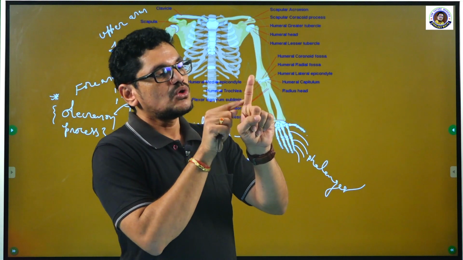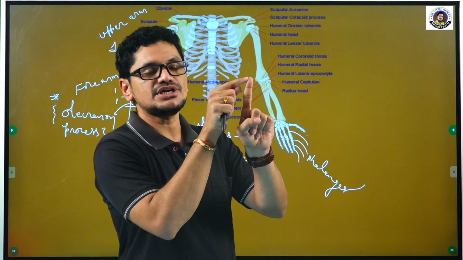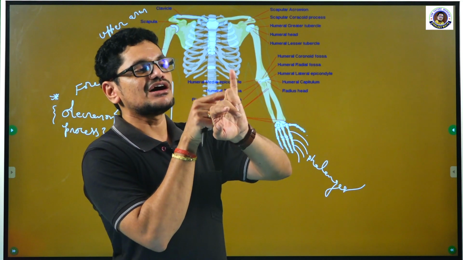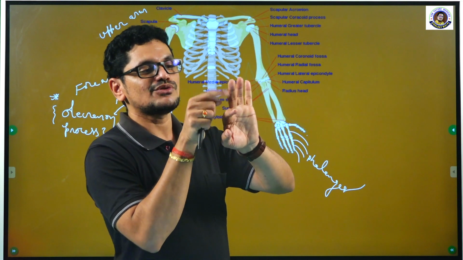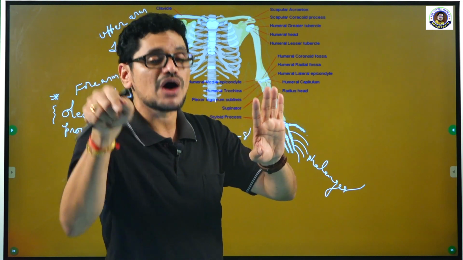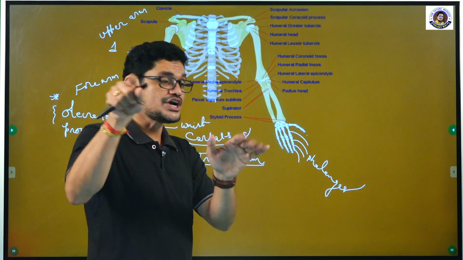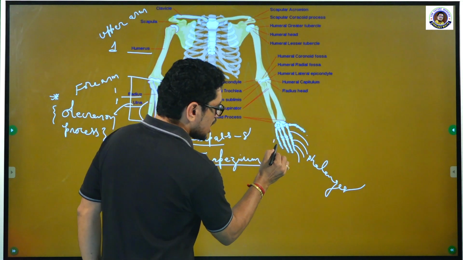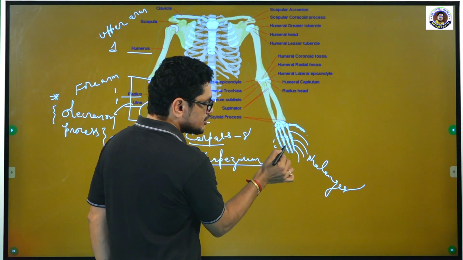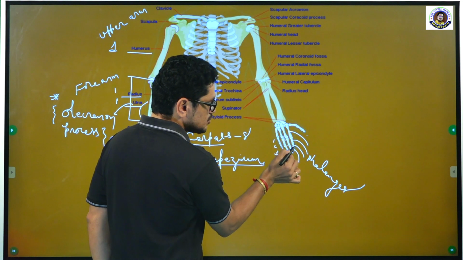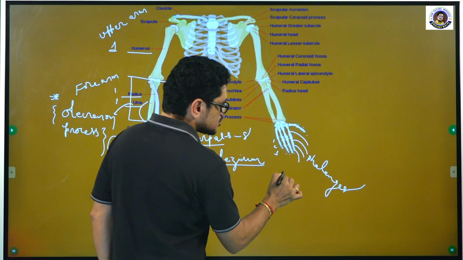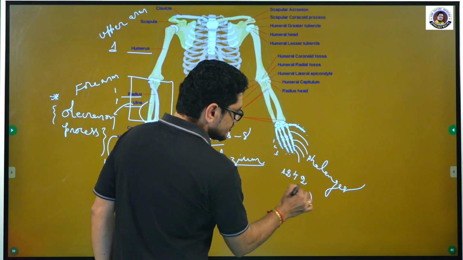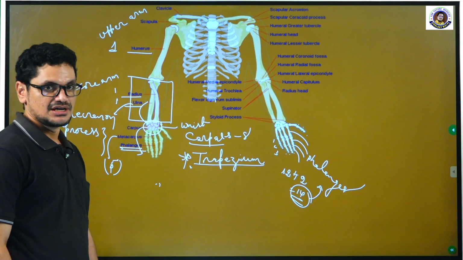Now in the forefinger, 1, 2, 3, three bones are present. In the middle finger, 1, 2, 3; ring finger, 1, 2, 3; little finger, 1, 2, 3. So 4 into 3 is 12, and here 2, so 14 bones are present. How many phalanges are present? 14 phalanges are present.